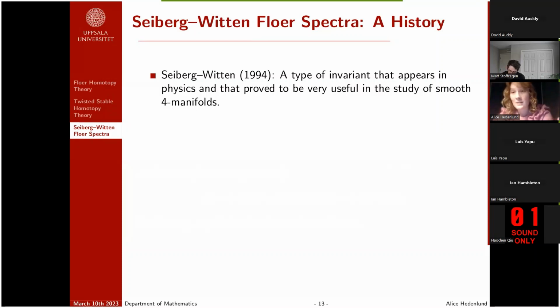So of course, Seiberg Witten theory originates from physics. Originally, the Seiberg Witten invariant was introduced by Seiberg and Witten, and it then proved to be very useful in the study of smooth four-manifolds. And in particular, one of the things that people like about it is that you can use Seiberg Witten theory to prove very similar things that you would have previously proven using Donaldson theory, but you can do it in a more simple way.